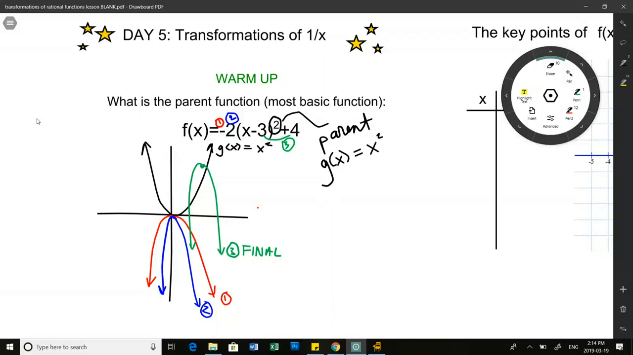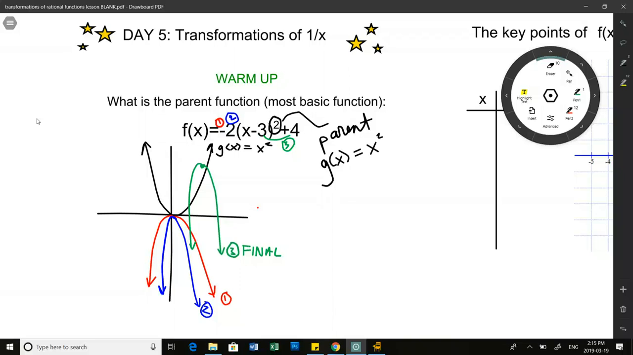Questions on this so far? Okay. Why is it flipped? Because the a value is negative. See how the a value is -2 there? That just means to flip it? Yeah, the negative part is the vertical reflection, and then the 2 part is a stretch.